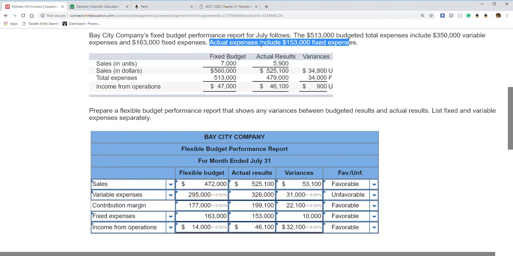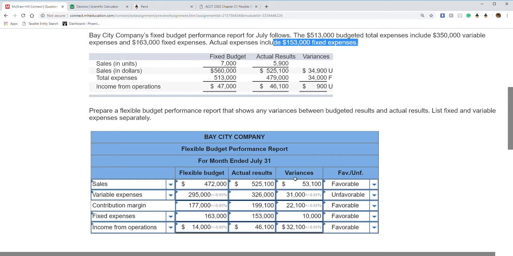Okay, well, if this is my actual fixed, this is my total expense, just take the total expense minus the fixed expense, and that will get you your variable expenses. Okay? So from here, all we have to do is figure out our variances. And the best way is just taking the fixed budget and subtracting from actual.